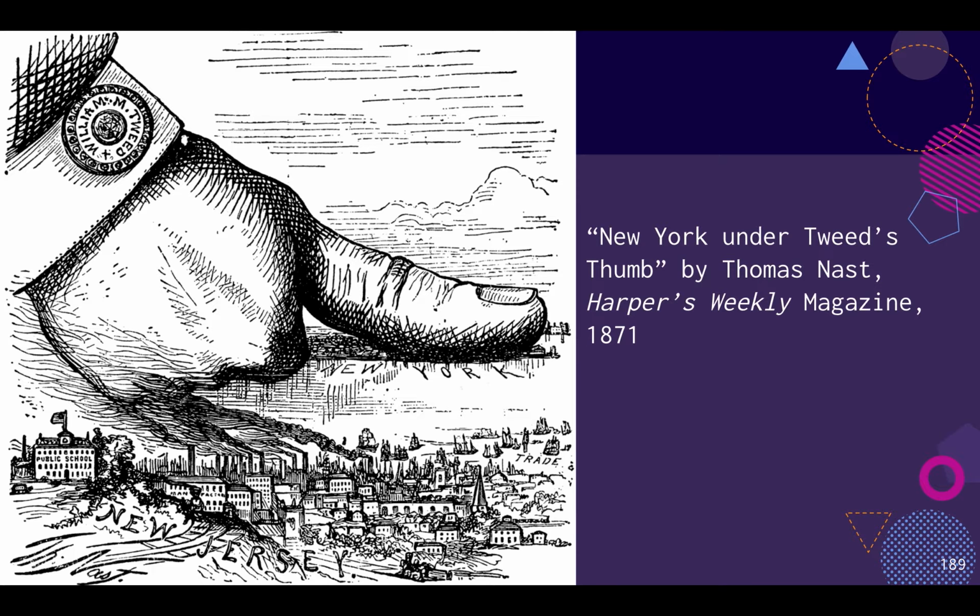Its boss was William, aka Boss Tweed. And these political machines would promise improvements to their communities. Again, their communities were predominantly immigrants, in exchange for their votes.